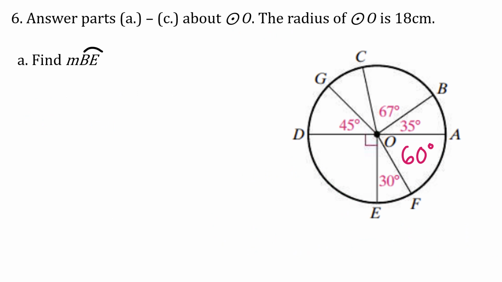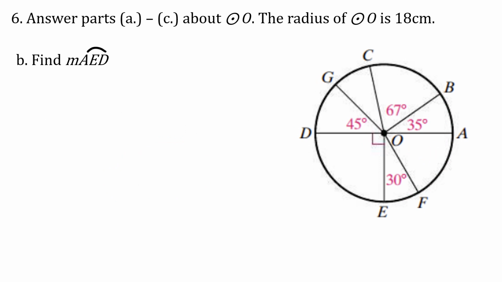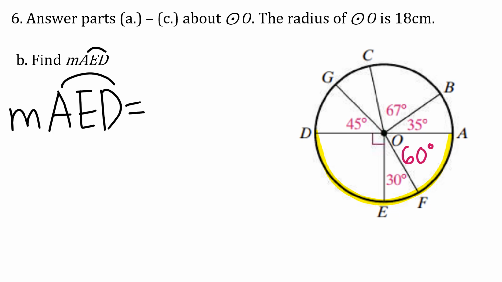All right, so now let's go back to the problem that we were supposed to originally solve. What is the measure of BE? BE, let's just add up all the angles that are contained within that pizza crust. So 35 plus 60 plus 30, which is 125. So the measure of BE is 125. Now find the measure of the arc AED. AED. Well, we just did that. That was 180.